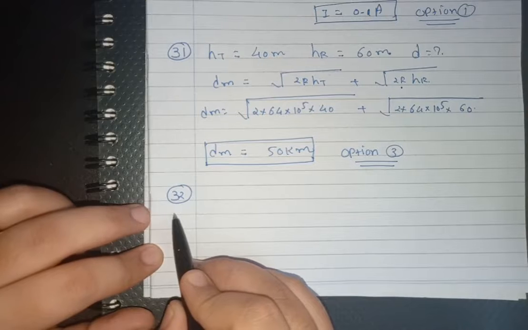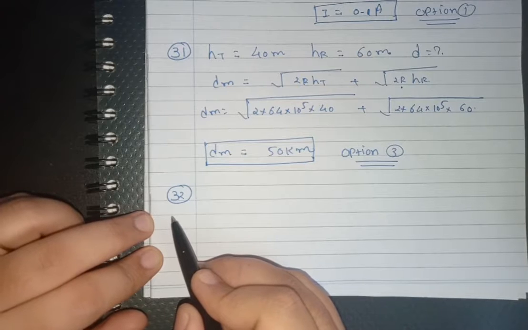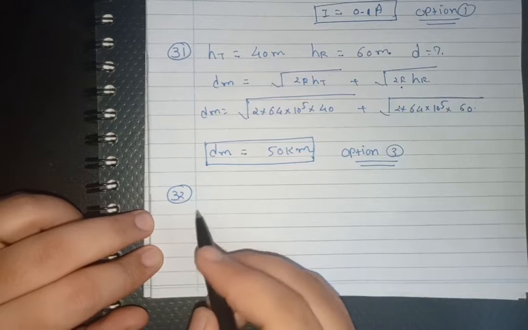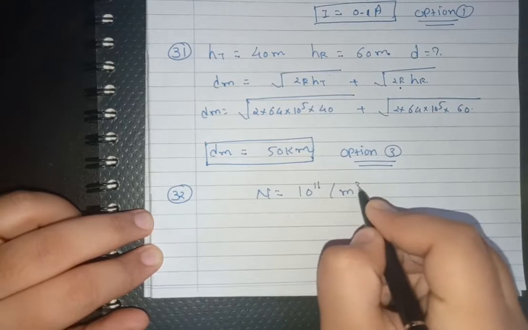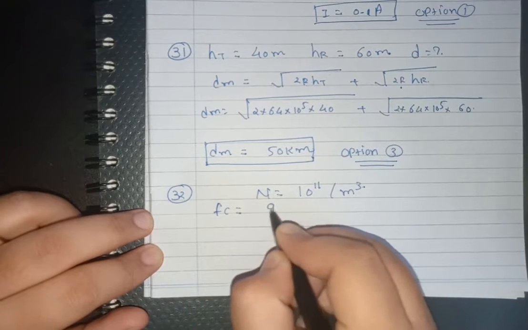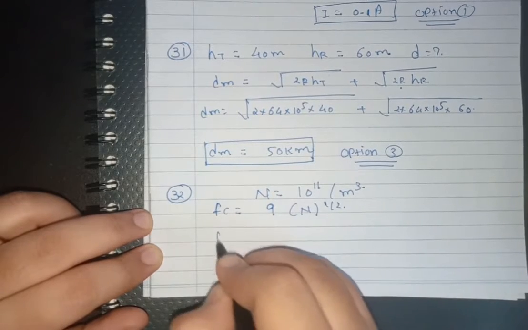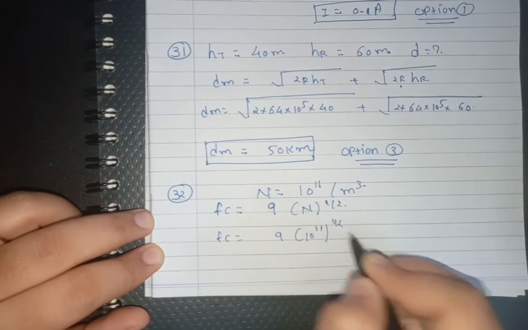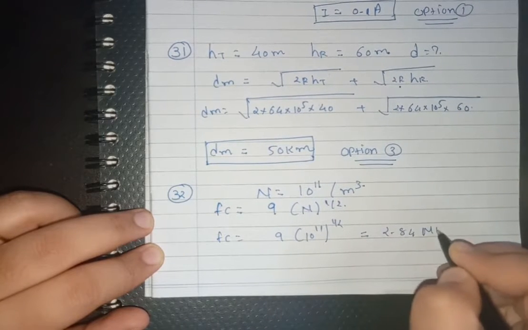In question number 32, in a shortwave communication, waves of which of the following frequencies will be reflected back, given the electron density of ionosphere N is 10 power 11 per meter cube. Here the cutoff frequency Fc is approximately 9 into n power 1 by 2. So Fc is equals to 9 into (10 power 11) power 1 by 2. This will be equal to 2.84 megahertz.